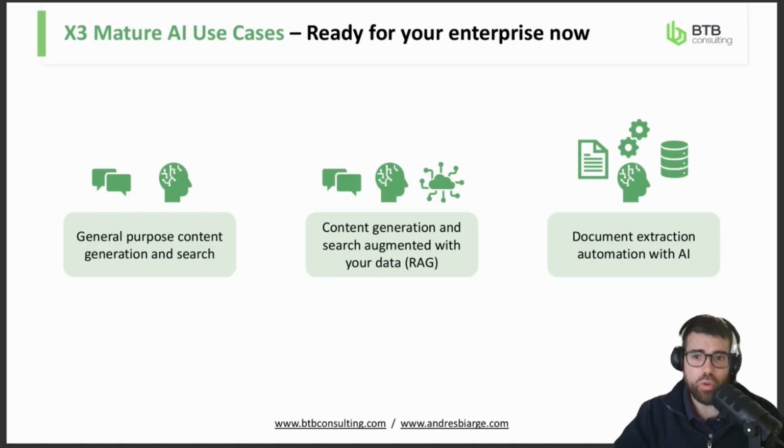So we've got three use cases that are mature enough to work in a business. And the first one would be just plain and simple general purpose content generation and search. That's the first use case that everybody tried out, which is on a chat interface. Just type some questions, get some information back, and maybe generate some content such as images or even crafting documents, drafts of emails, etc.